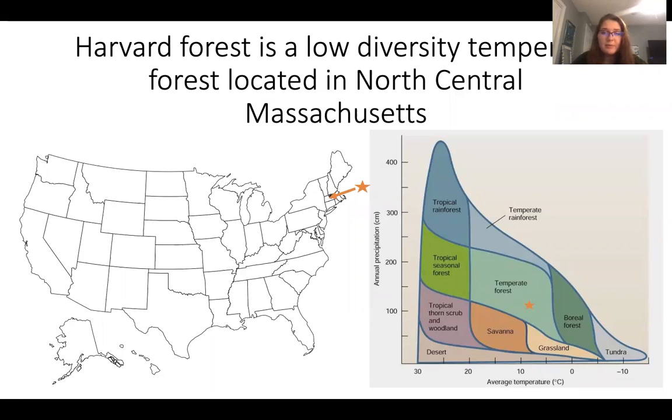Harvard Forest is a temperate forest that is denoted by the star in the right-hand picture. It was placed here as its average temperature is about 8 degrees Celsius. It also has an annual precipitation of 110 centimeters.